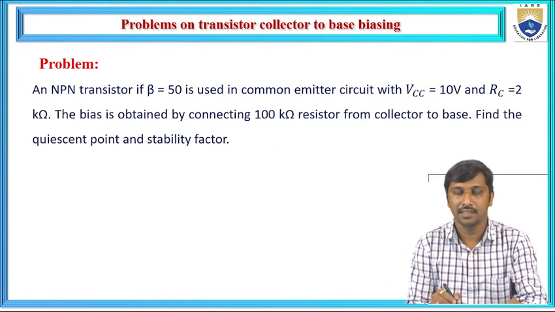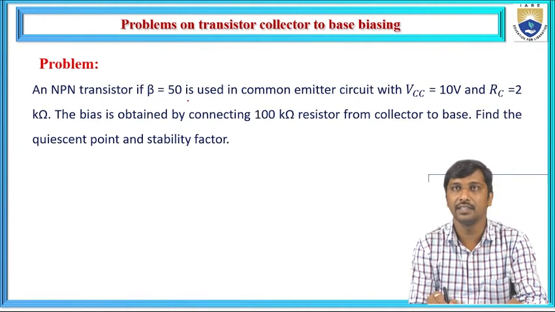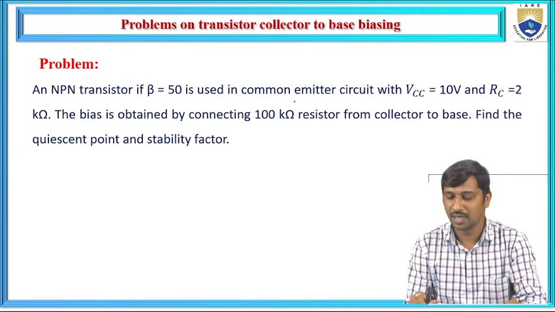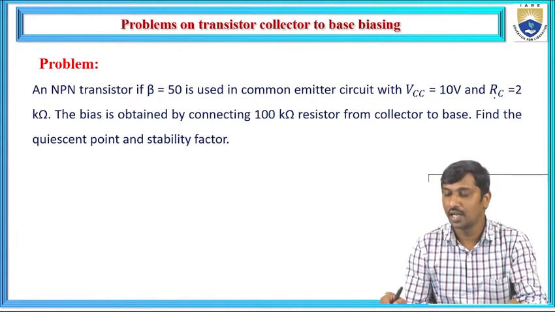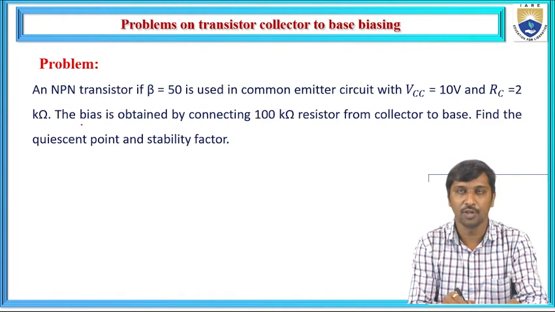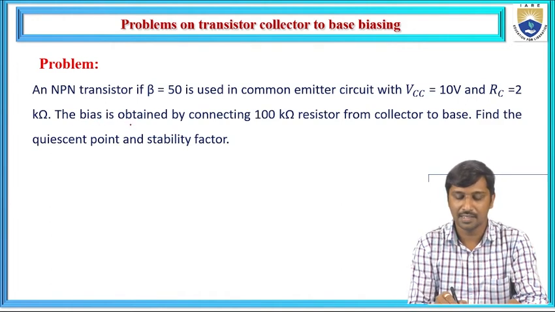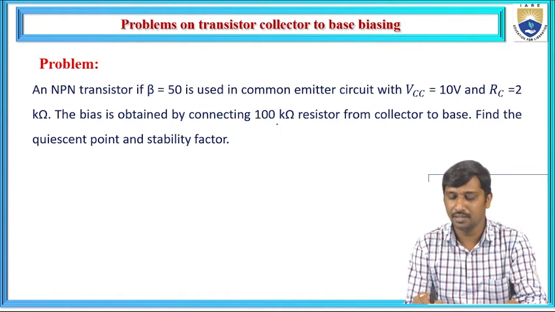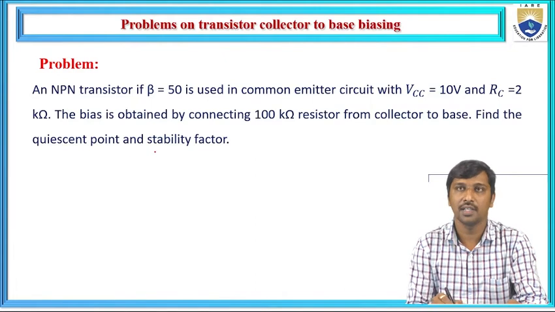An NPN transistor, if the DC current gain, that is beta, is 50, is used in a common emitter circuit with VCC as 10 volts and RC as 2 kilo ohms. The bias is obtained by connecting a 100 kilo ohms resistor from collector to base. Find the quiescent point and stability factor.